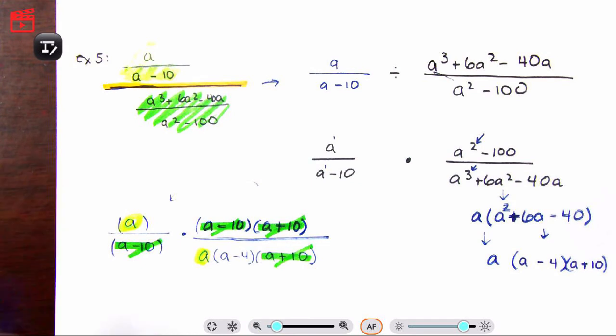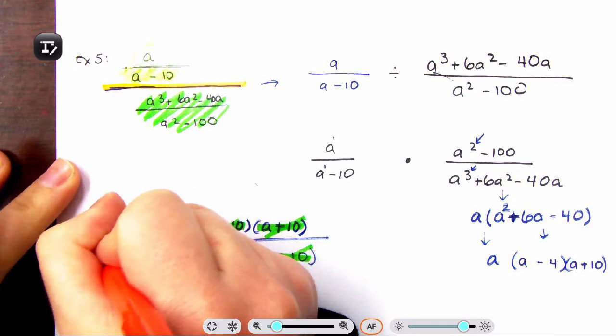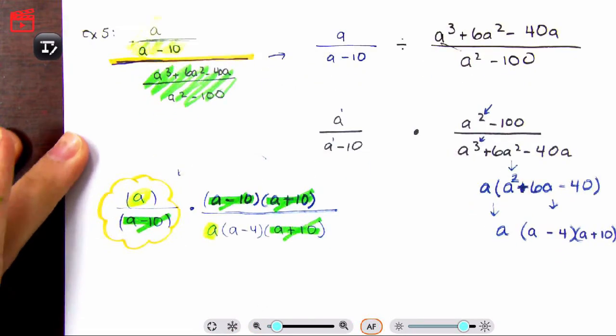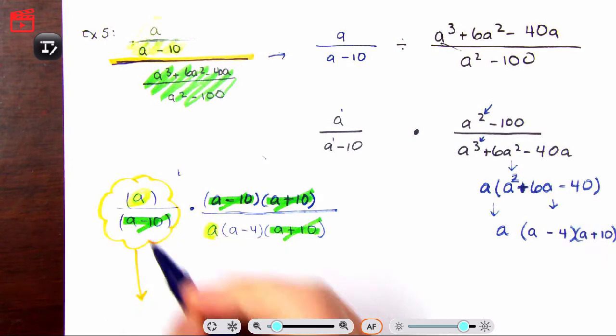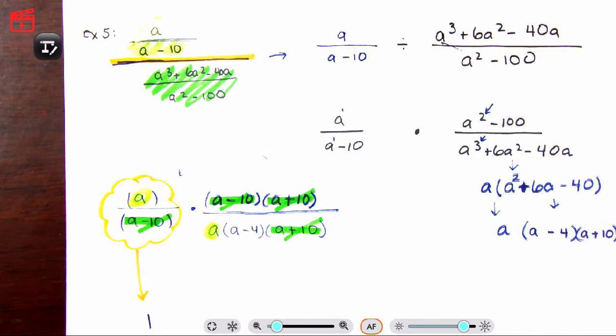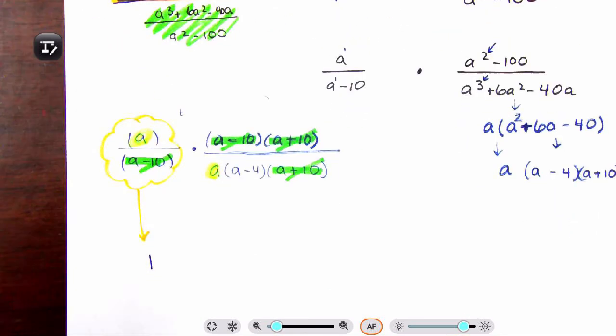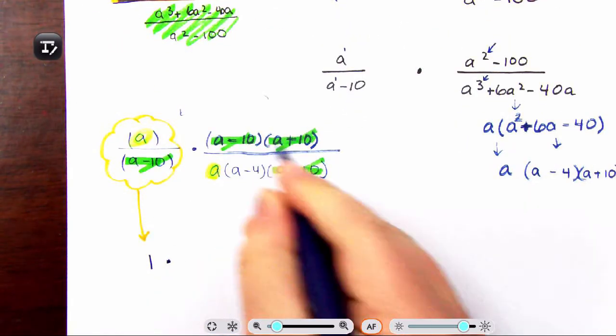Now, here's something that I want to point out. Actually, I'm very happy that this happened. Sometimes you will cross out every single thing. That doesn't mean you have nothing. You have something. It's just all simplified out. So when you have everything that's been crossed out, that is equal to 1. So make sure that you have that. So I have 1 times what is left over.